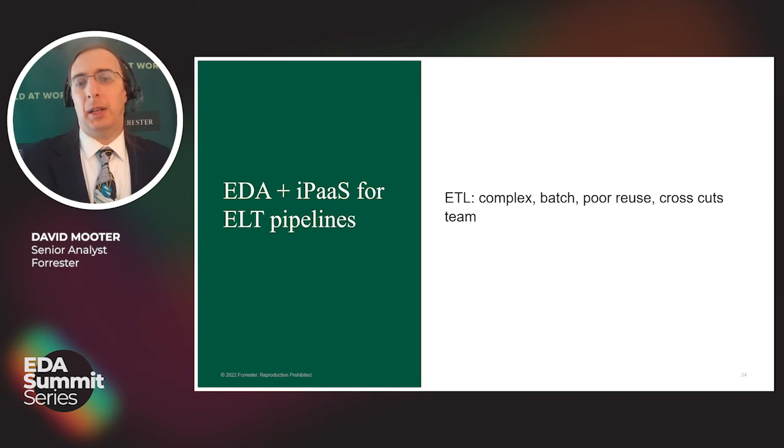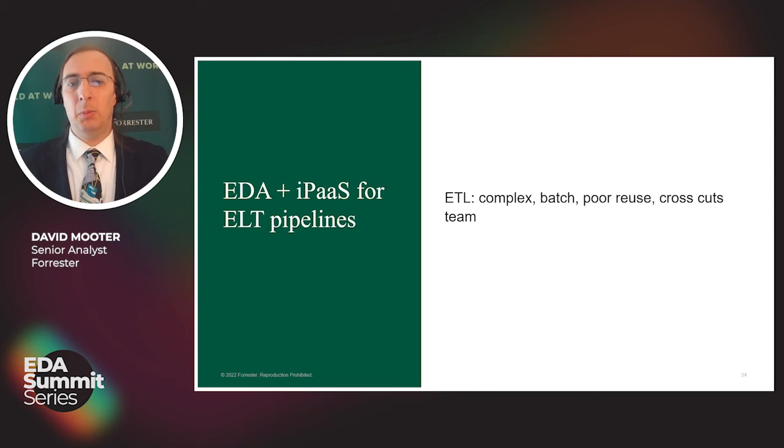Forrester recommends that organizations divest from ETL and move towards ELT. What we see is that ETL is complex. It tends to be batch, which does not meet the modern need for real-time data. Some poor reuse, and it also tends to cross-cut multiple teams. Different teams own different pieces in that ETL pipeline. That really kills agility, because a key component of agility is having autonomous teams that can just move forward and not be dependent on third-party teams.